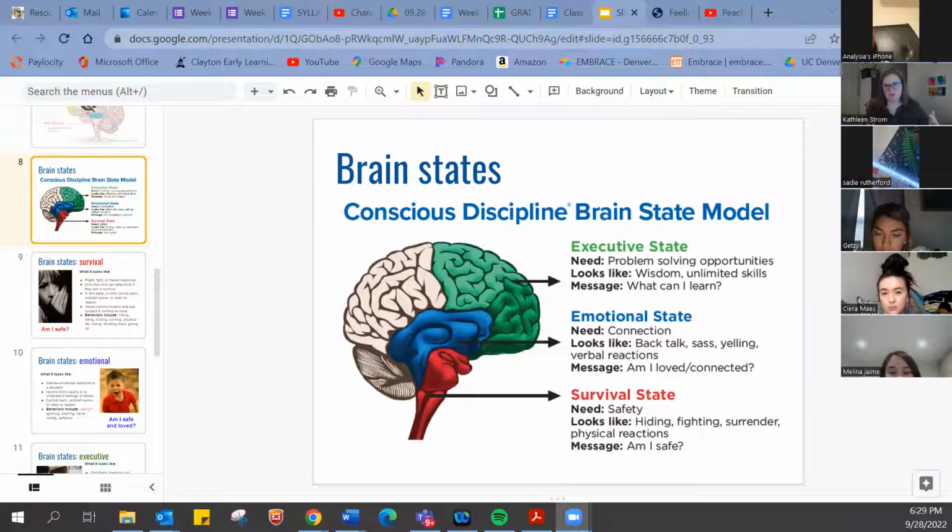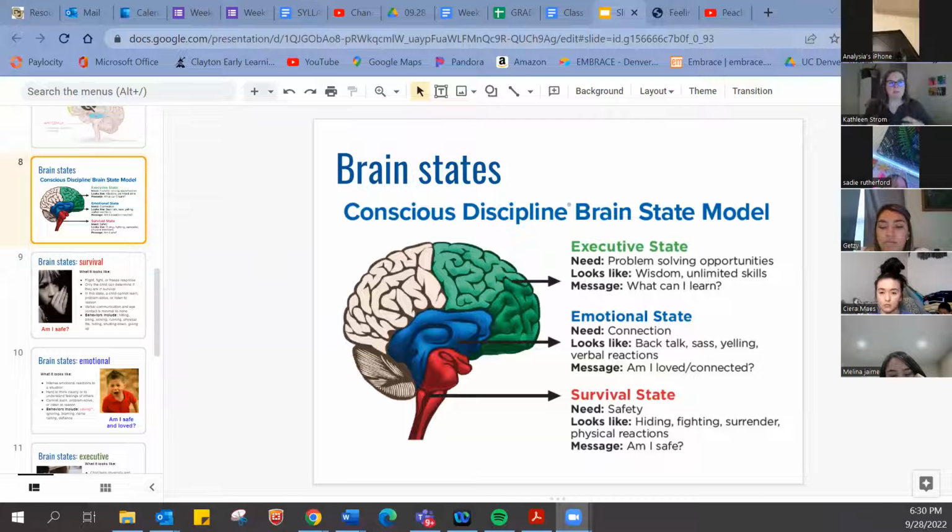We're just going to do a quick review of brain states. We went over them pretty significantly last week, but I know we kind of got rushed at the end. So I think it's worth revisiting because this is going to be a very helpful tool. It's very helpful for you to know as early childhood educators about brain states, because it impacts how children learn and when they are ready to learn, right?